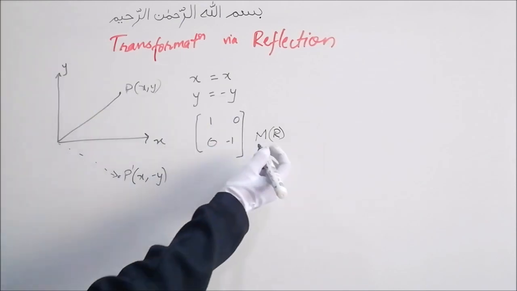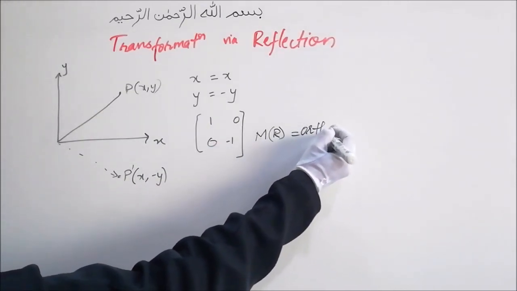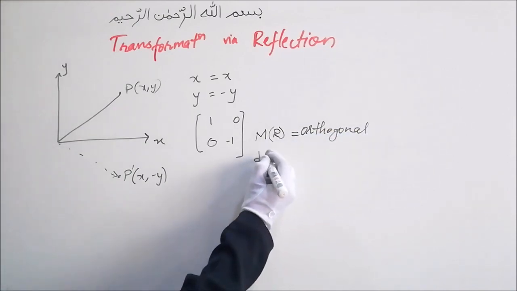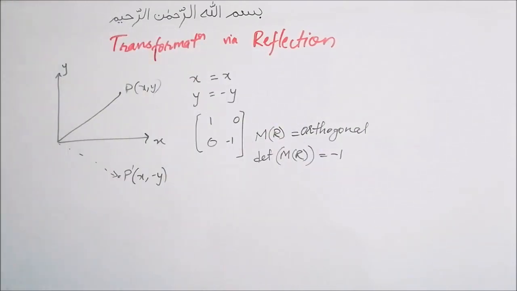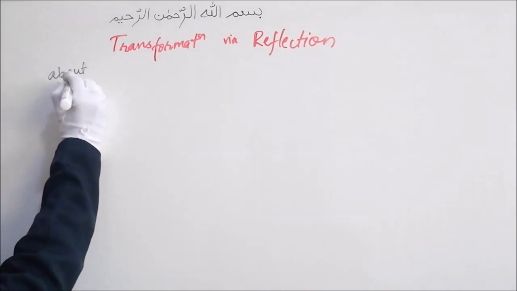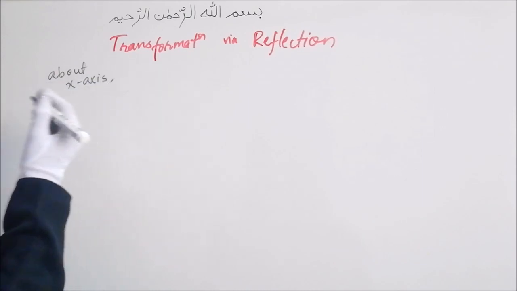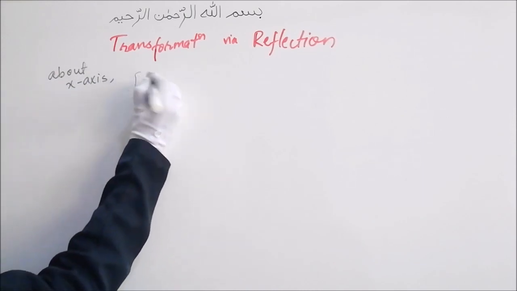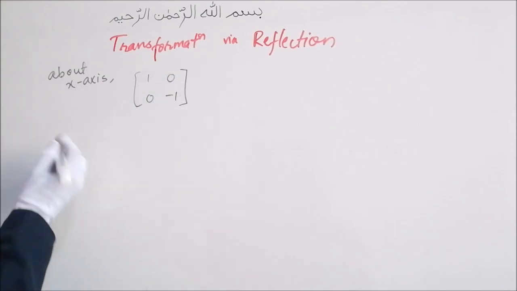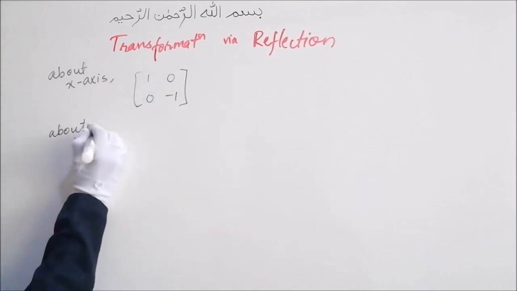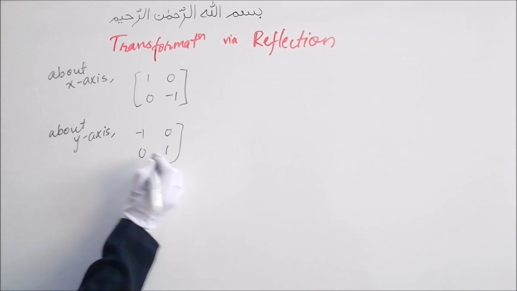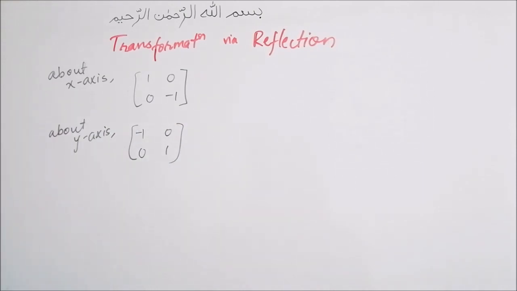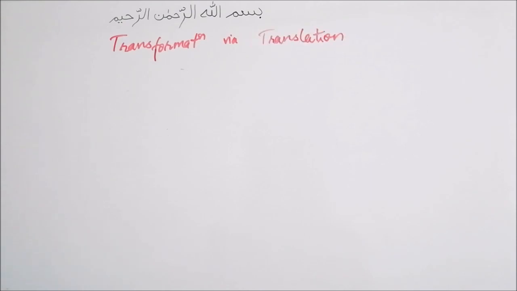Now these reflection matrices are also orthogonal in nature, and the determinant of these matrices is equal to -1, unlike the rotation matrices. Thus the reflection about the x-axis will give us the reflection matrix 1, 0, 0, minus 1. The reflection about the y-axis will give us -1, 0, 0, 1. Both of these reflection matrices are orthogonal.